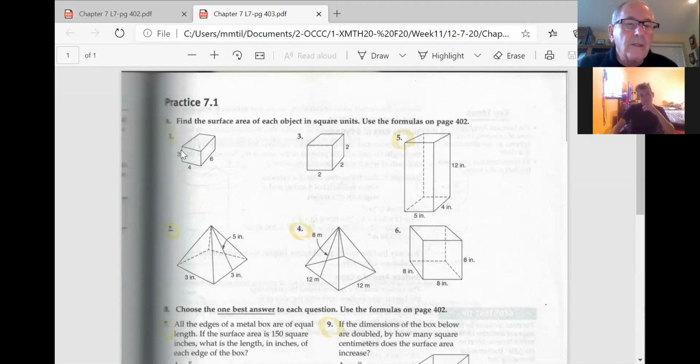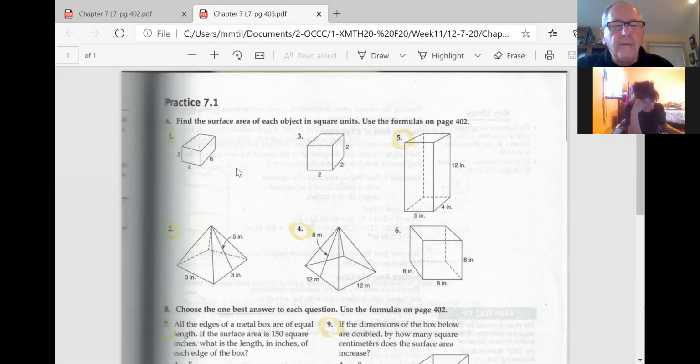Number one, you could take the perimeter times the height, so it would be 4 plus 6 plus 4 plus 6. That's 20, and the height is 3, so it would be 60 for the outside sides, and then the top and the bottom. The bottom and top would be 24 each, 4 times 6. So it'd be 48 plus 60, so 108 square units. You don't know what it is, but it's a unit.